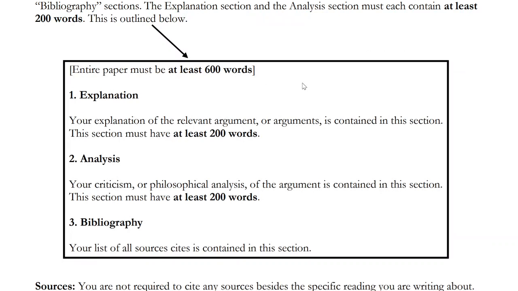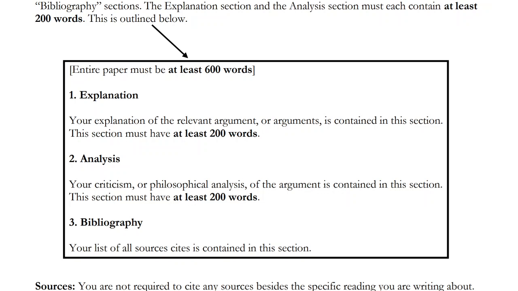Okay, now, once you have that in place, then we can say a little more about word requirements. In the explanation section, which as I'll explain very shortly is where you're just explaining the argument you're writing about, that needs to be at least 200 words. Likewise, the analysis section needs to be also at least 200 words. So the paper as a whole needs to be 600. Each of the main sections needs to be at least 200.